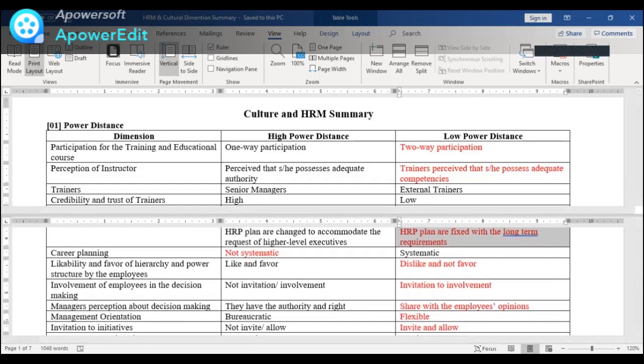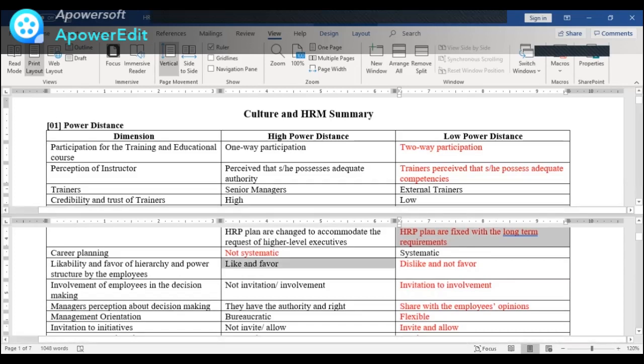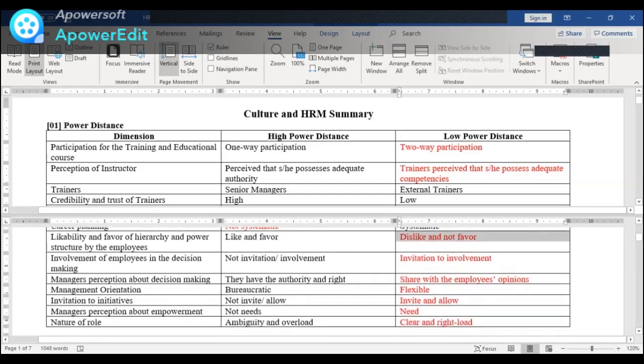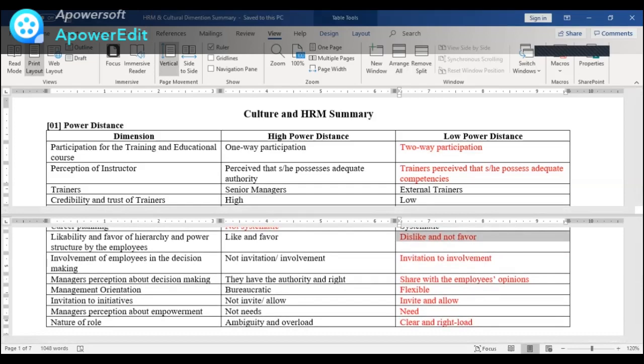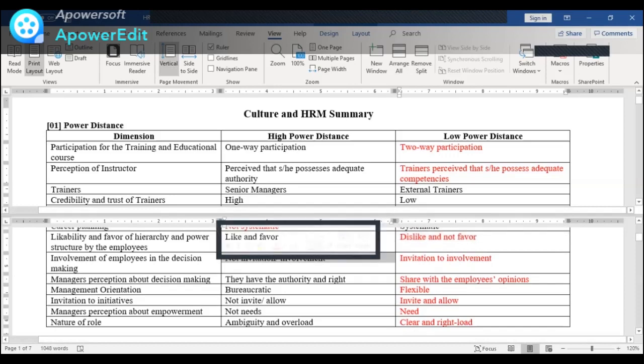Then likability and favor of hierarchy and power structure by the employees. In high power distance, they like and favor the hierarchy and power structure. However, in low power distance, they dislike and do not favor hierarchy and power. Then involvement of employees in decision making, invitation for the employee for decision making. There is no invitation or involvement in high power distance culture. But invitation to involvement is common in low power distance culture.